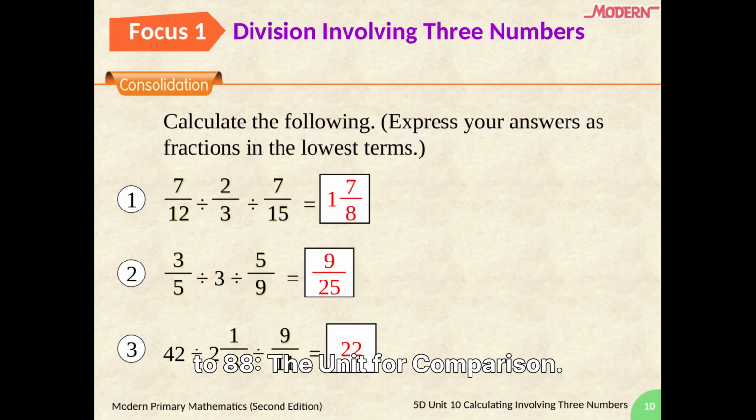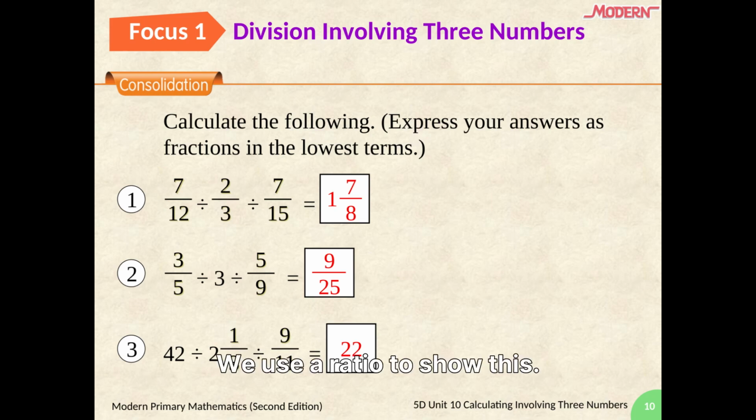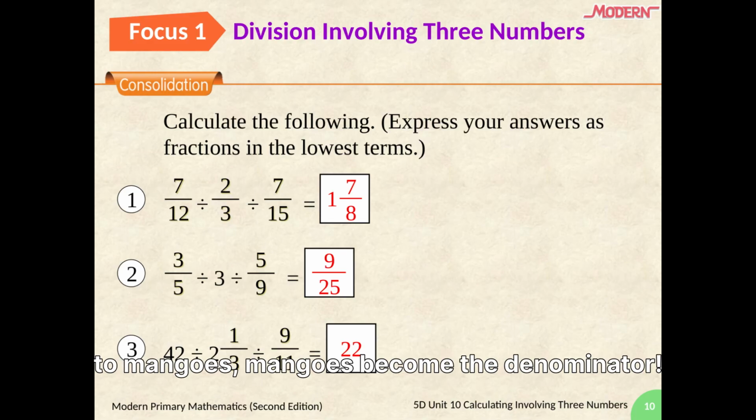Finally, rule number 6 on pages 86 to 88. The unit for comparison. This is the most sophisticated rule. When calculating what fraction of b is a, b is your unit for comparison and must be the denominator. We use a ratio to show this. Look at the mangoes and pears one last time. If we compare mangoes to pears, pears are the denominator. If we flip it and compare pears to mangoes, mangoes become the denominator.